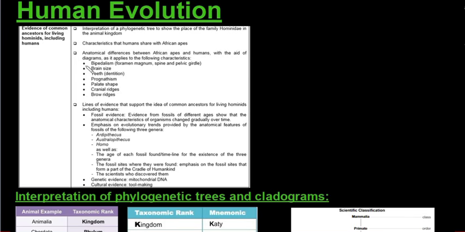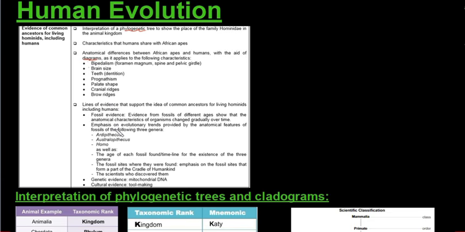In this video, we'll be looking at human evolution, and specifically you'll have to interpret a phylogenetic tree to show the place of the family Hominidae, and then we'll also look at the characteristics that humans share with African apes, and then the anatomical differences between African apes and humans, specifically referring to these points listed below: bipedalism, brain size, teeth, prognathism, palate shape, cranial ridges, and brow ridges. Now with these, they can give diagrams with each of these that you then have to be able to interpret.